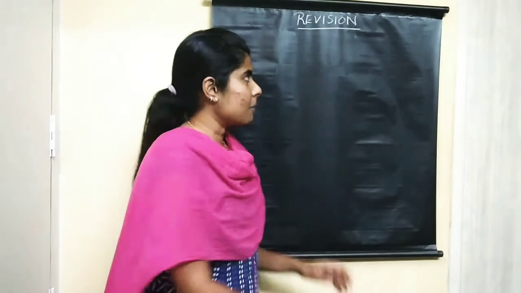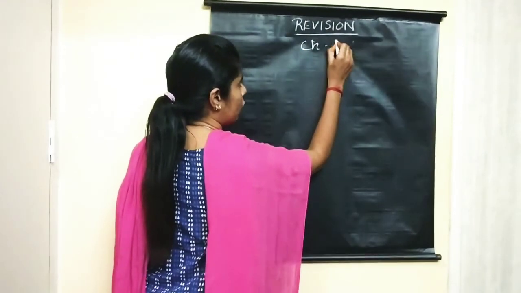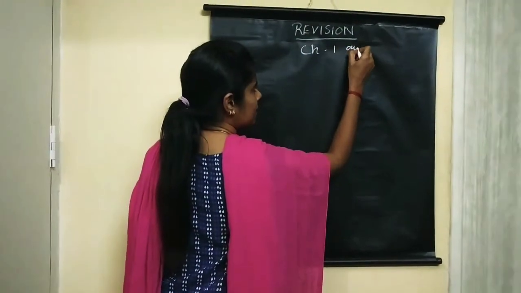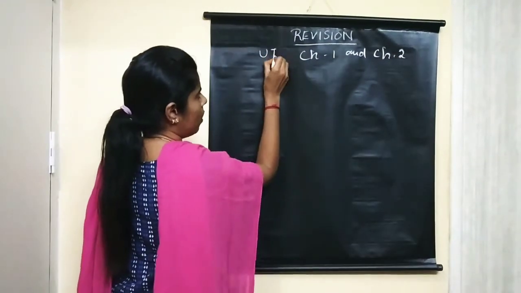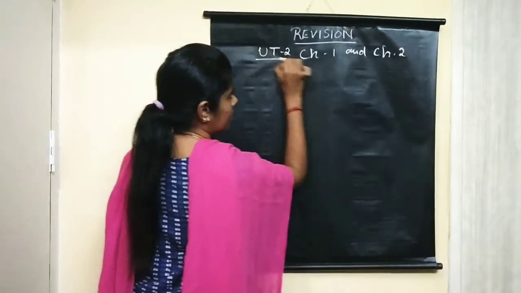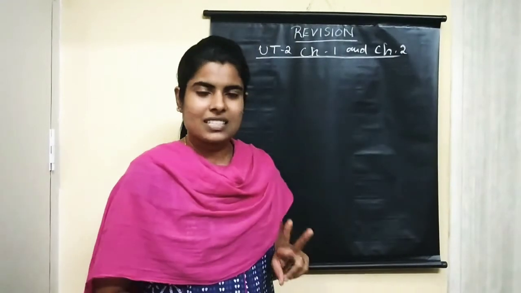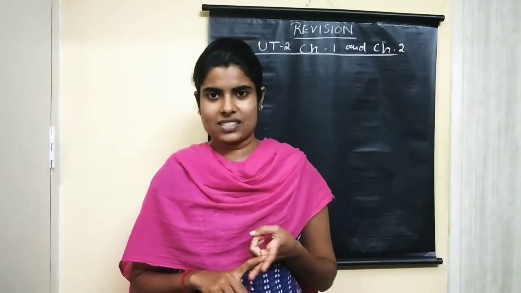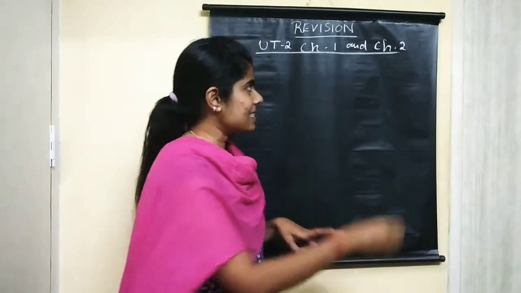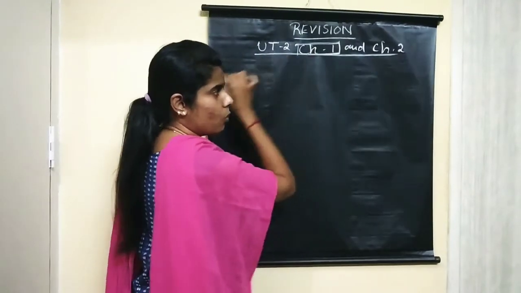So in this video, we are going to recall the chapters which we have for our UT2 exam. So what are the chapters we have for our UT2, children? Chapter number 1, concept of timeline, and chapter number 2, ancient civilizations of the world. Okay children? So we have two chapters. So first let us recall chapter number 1.